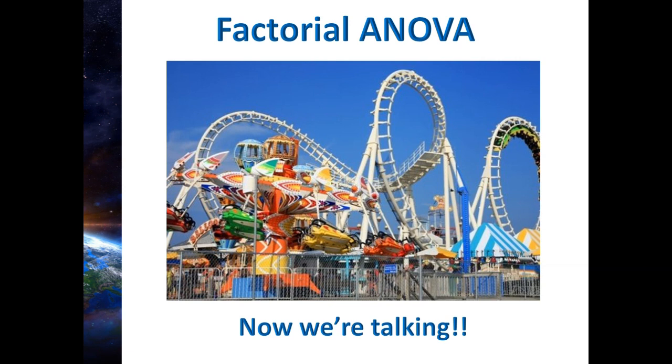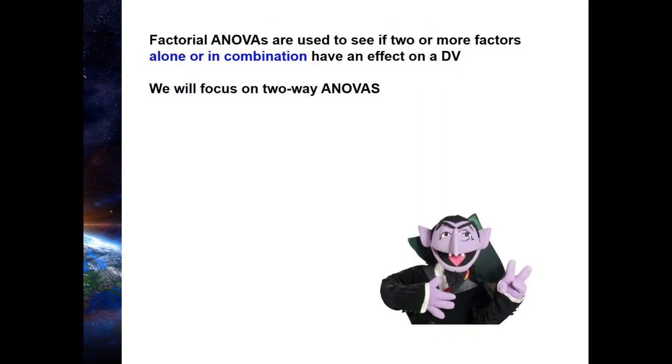A factorial ANOVA is different because here we're able to study more than one factor simultaneously, so 2 or more independent variables. All right, so factorial ANOVAs are used to see if 2 or more factors or independent variables, alone or in combination, have an effect on the dependent variable.